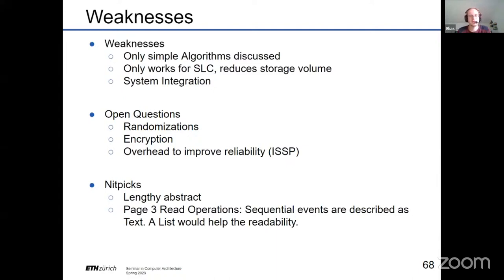And then there's this overhead to improve the reliability, like the latency is a bit bigger from incremental step pulse programming. Then I have two nitpicks from the paper. The abstract is around half a page, which I think is a bit too long. And on page three, they list how the read operations are done in a textual way. I think such sequential events are usually better described as a list, so it's super clear which steps are together.